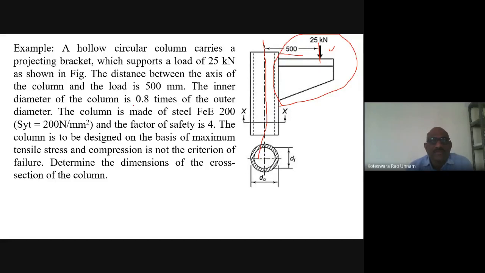The inner diameter of the column is 0.8 times the outer diameter. So as given, hollow circular cross section, you can see it here. The cross section is a hollow circular one. Di is the inner diameter and Do is the outer diameter. And as given, the ratio Di by Do is 0.8.